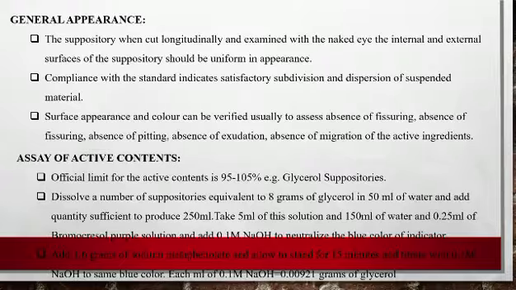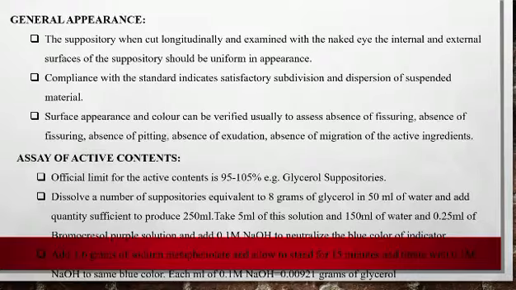So mainly we have to check the purity of the active ingredient present in the suppositories. For that, first we take suppositories which contain 8 gram of glycerol and dissolve them in 50 ml of water. Then we make it up to 250 ml of water. Then we take 5 ml of that solution. To that we add 250 ml water and 0.25 ml of bromocresol purple solution, which acts as the indicator. In order to neutralize it, we add 0.1 M NaOH.